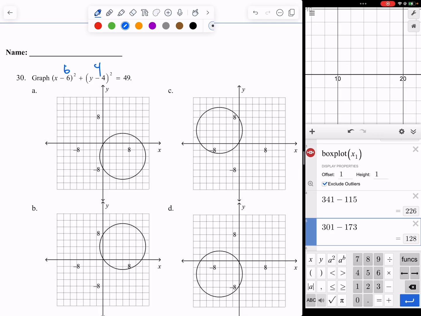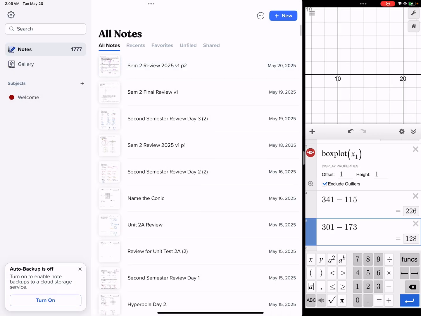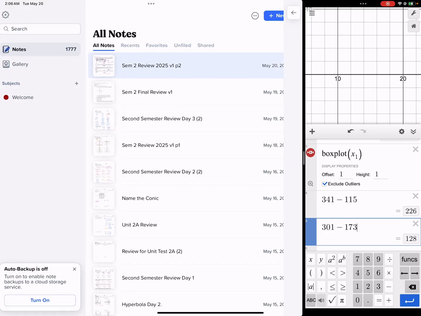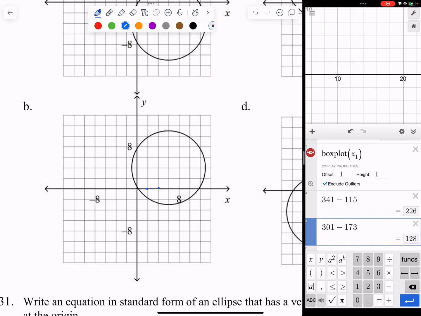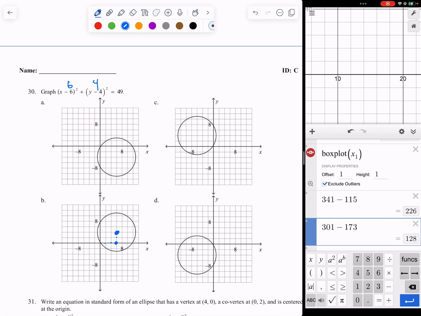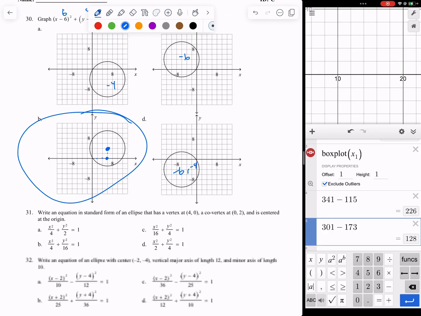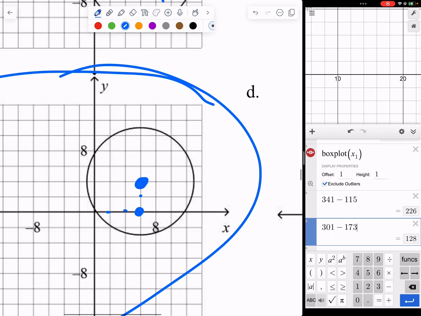All right, 6, 4. They're by twos: 2, 4, 6. 6 down, 4. -6, -4. So B is the only possibility. Also 49: 2, 4, 6, 7. Radius 7.